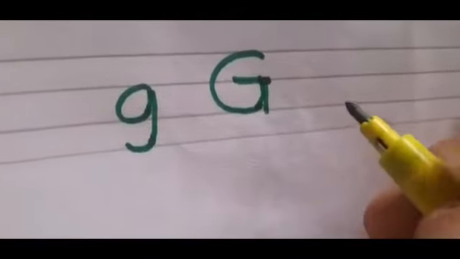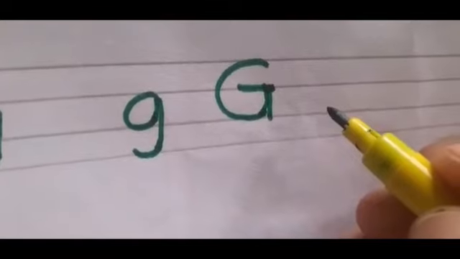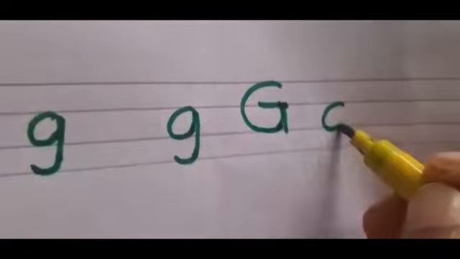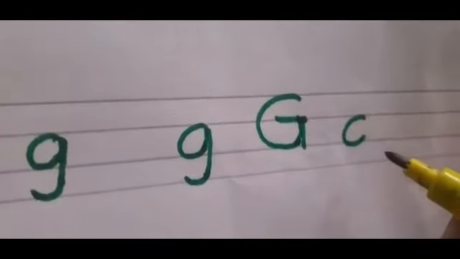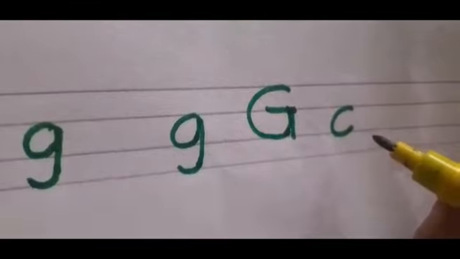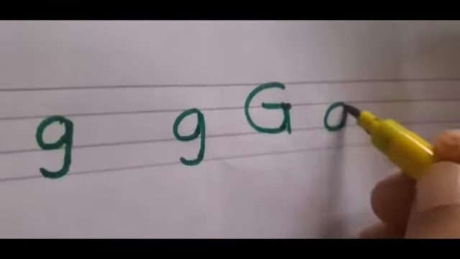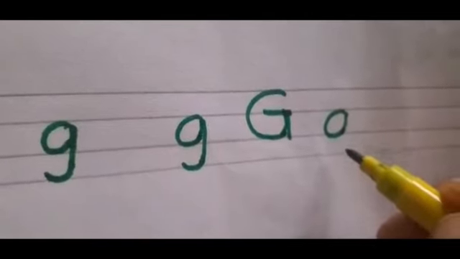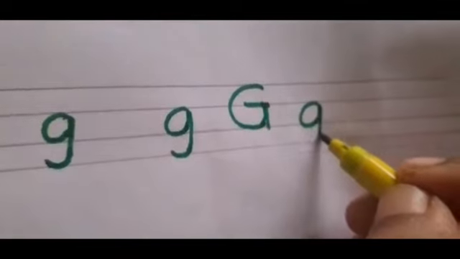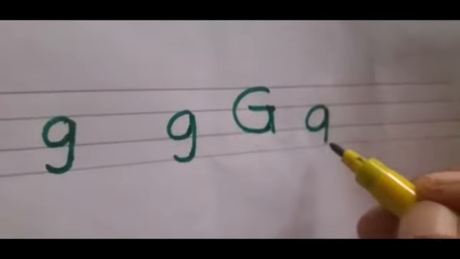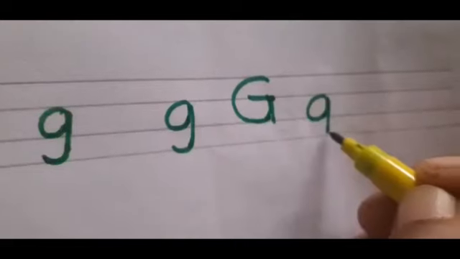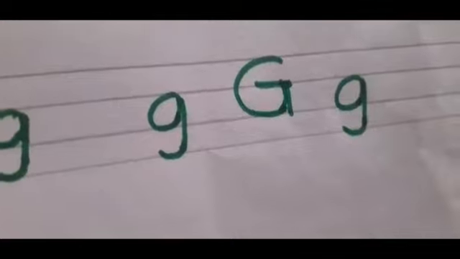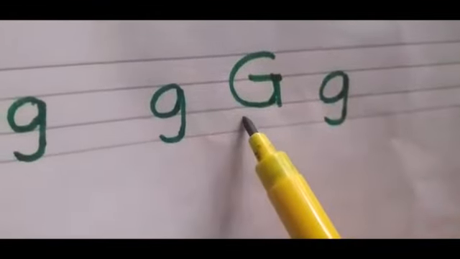Once more, small letter G. Start from the middle and make a small C. Then go to the middle again and draw a standing line going down below the bottom with a small backward curve. Small letter G.